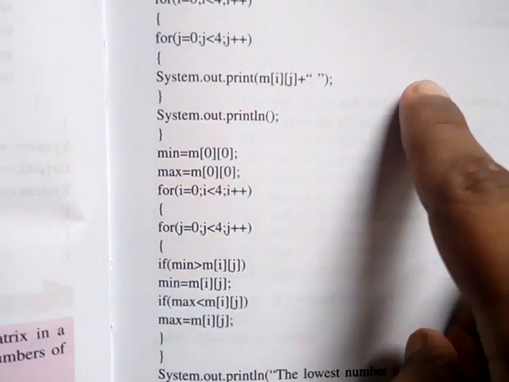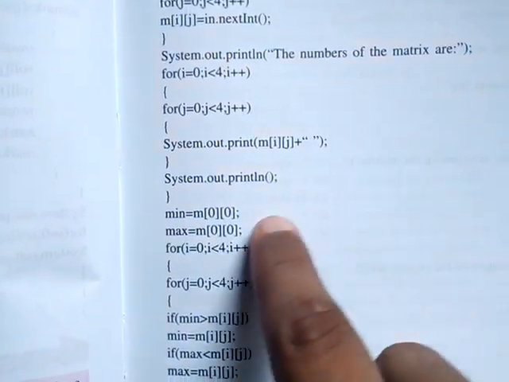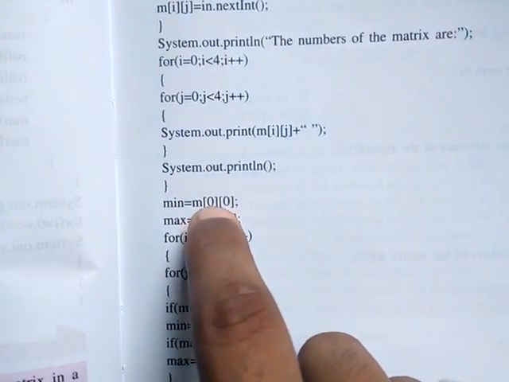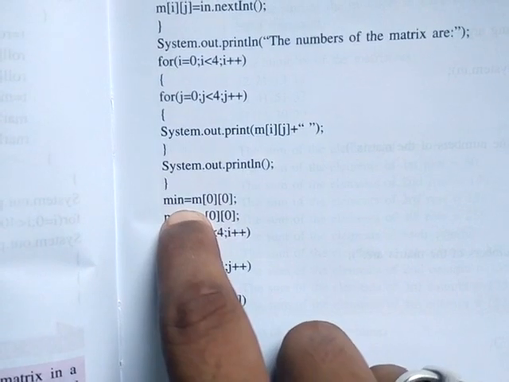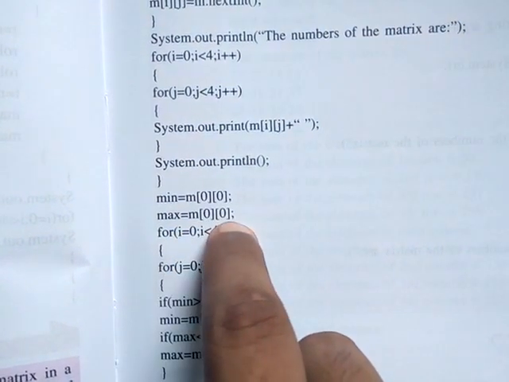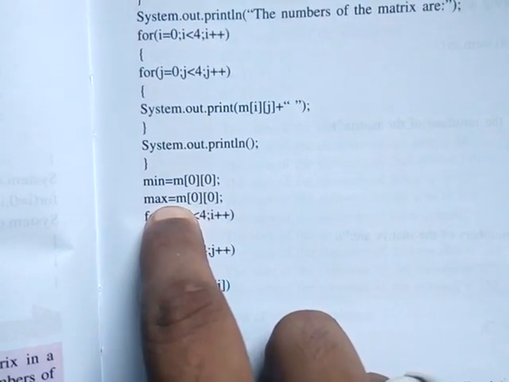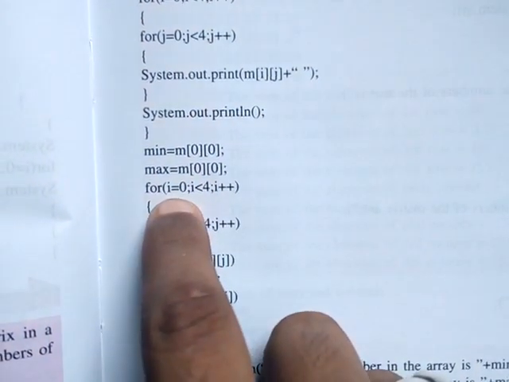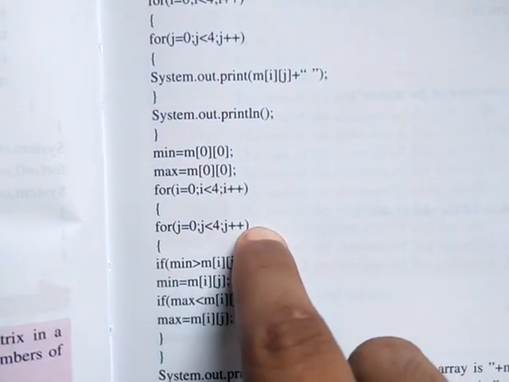Now our actual work begins. See, after printing, min equal to m[0][0], that means the first value we are storing in the variable called min. Max equal to m[0][0]. Once again the first value, the same value, we are also storing in another variable called max. Now our main work started. For i equal to 0, i less than 4, i plus plus. For j equal to 0, j less than 4, j plus plus.